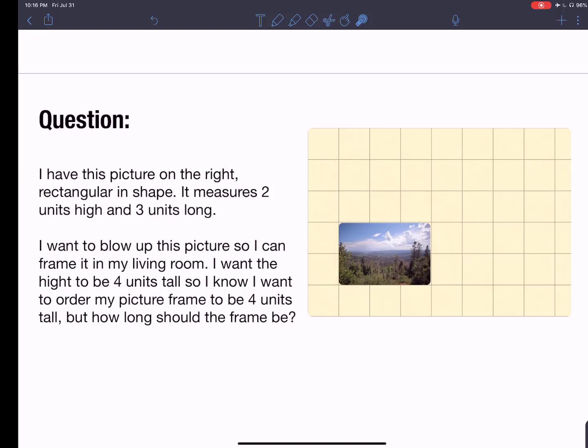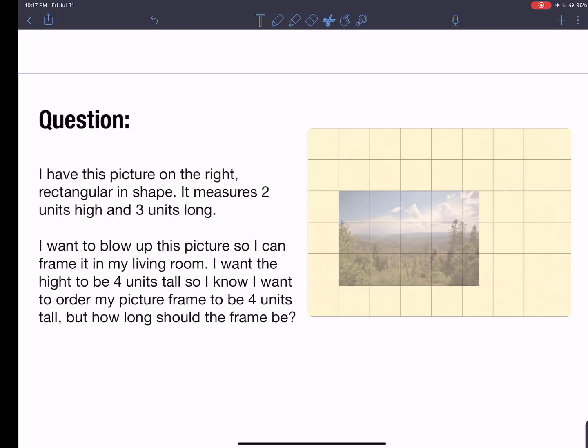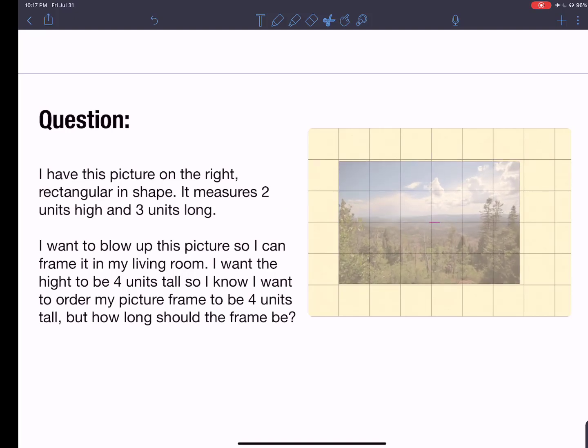And so I know that I need to buy the picture frame that is 4 units high, but I don't know how long it should be. So take a second and think, if I took this picture and blew it up to make it 4 units high, how long would that make the picture? So hopefully you thought about that for a second. And so what you can see is a feature that I know all of you have used on your laptops or computers, where you can hold this corner button and it will move the picture proportionally correctly. So you can see here that I'm going to drag this corner until it makes it 4 units high.